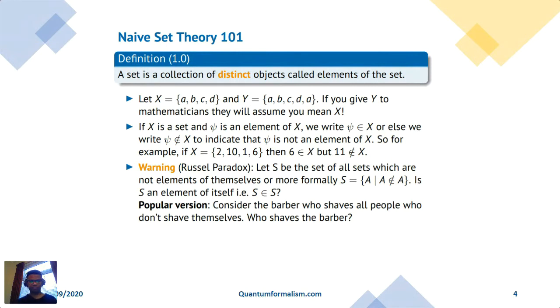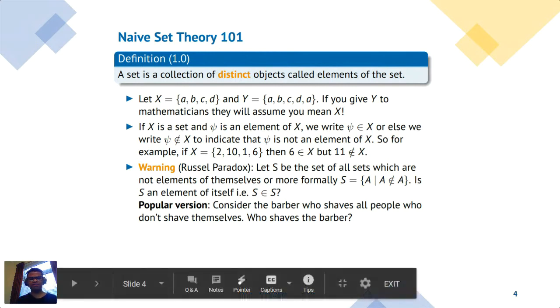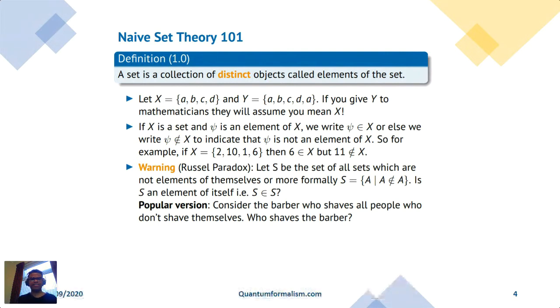You probably already came across the Russell paradox before, so it's not a surprise to you. Here's a popular version of it: consider a barber who shaves all people who don't shave themselves. If you ask the barber if he shaves himself, if he says yes, then it's no, because he only shaves people who don't shave themselves. If he says no, then it's yes.